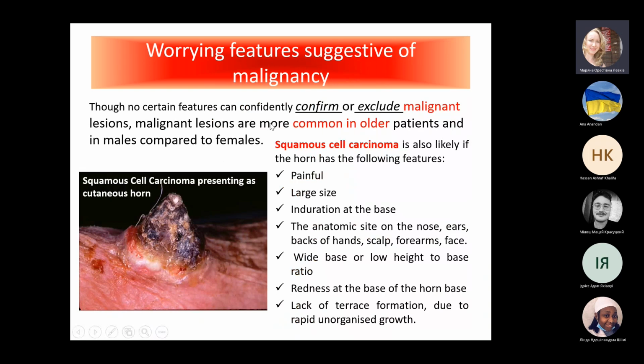So, worrying features suggestive of malignancy. Though no certain features can confidently confirm or exclude malignancy, malignant lesions are more common in older patients and in males compared to females. Squamous cell carcinoma is also likely if the horn has the following features: painful, large size, induration of the base, anatomic site on the nose, ears, backs of hands, scalp, forearms, face, wide base or low height to base ratio, redness at the base of the horn, lack of terrace formation due to rapid unorganized growth. Actually, this photo is of squamous cell carcinoma that arises from a cutaneous horn.